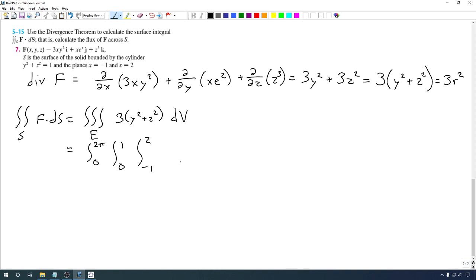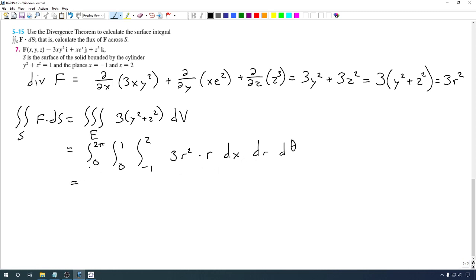Our integrand, we have a 3r squared. Remember, when we use cylindrical coordinates, we do have an extra r. Then we have dx for that. We have a dr here and a d theta. Now, this only involves r in the middle. So we don't have any x's, we don't have any thetas.